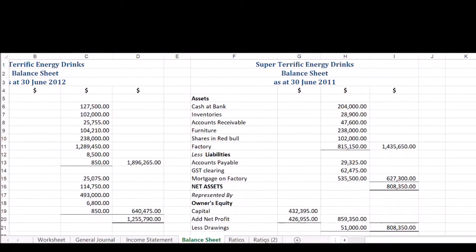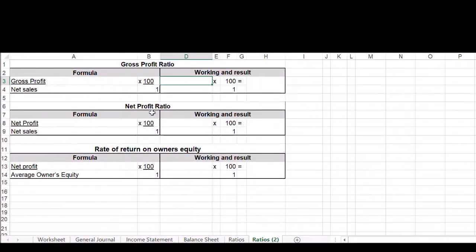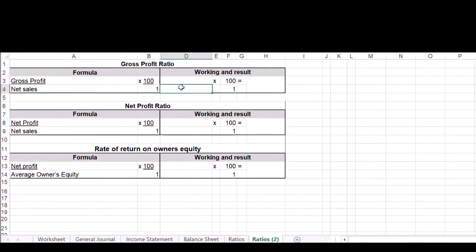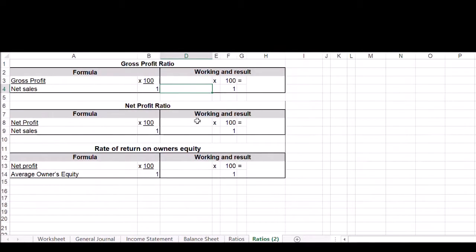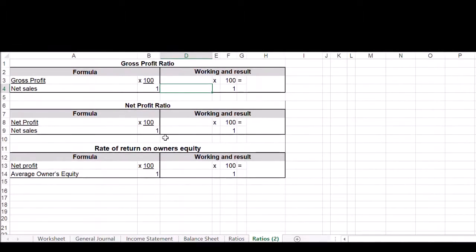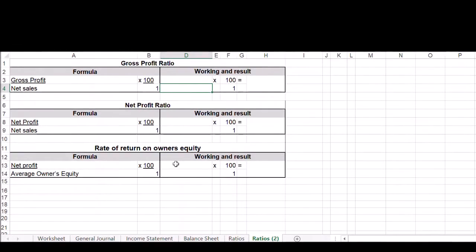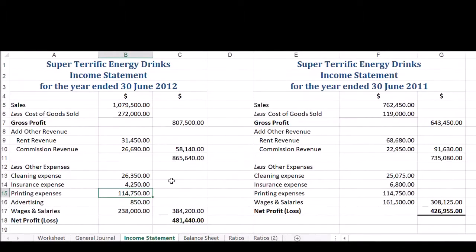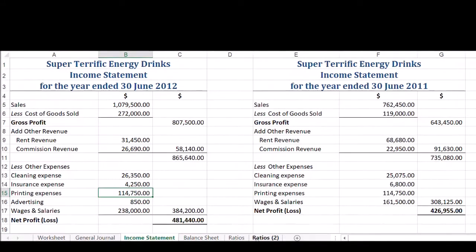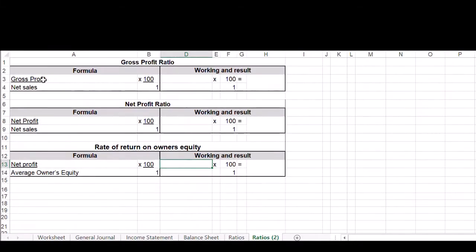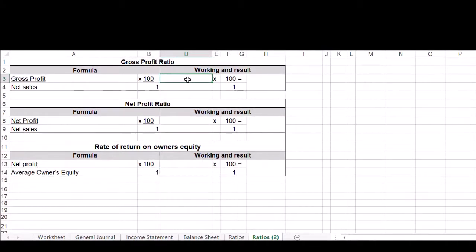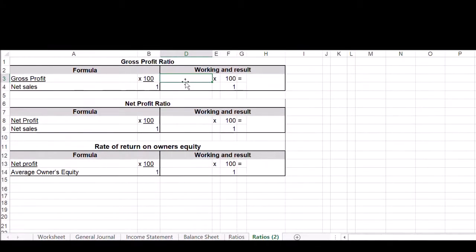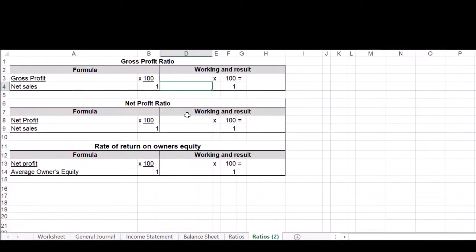Okay, so we're going to run through the example on using the ratios, and how to use these three ratios and where we get the information from. I'm going to use 2012. So we'll start with ratio two, gross profit. I'm going to do the calculation over here and put the information in these cells here.